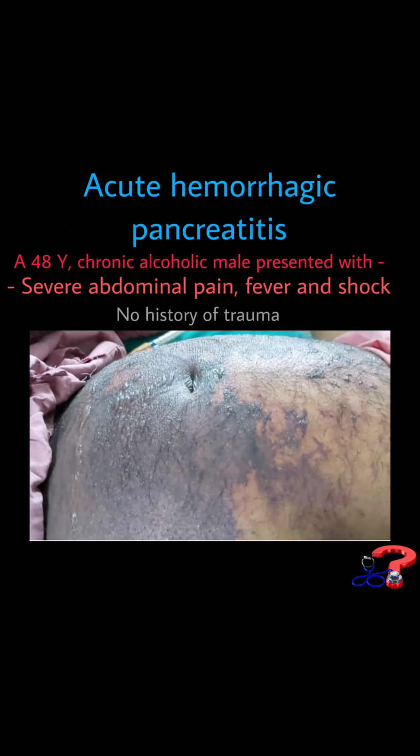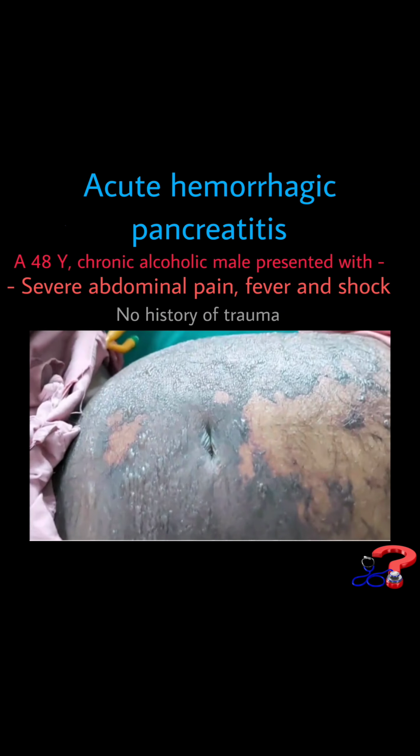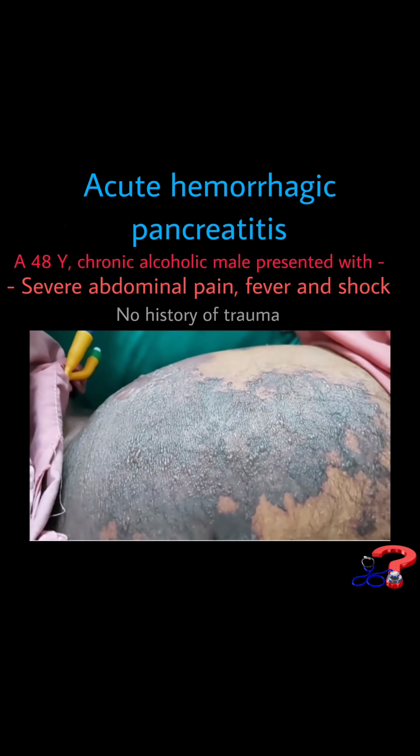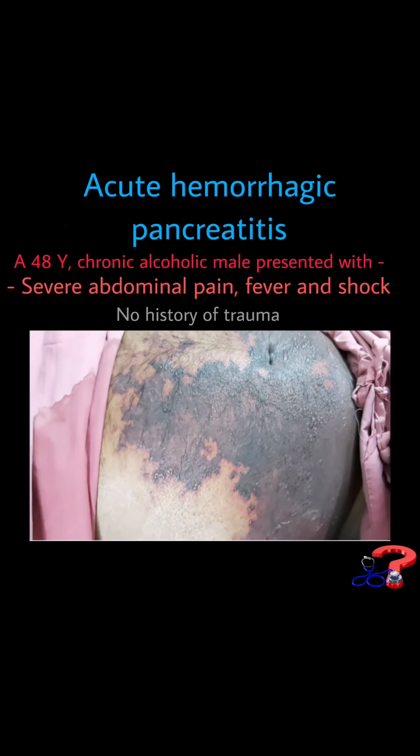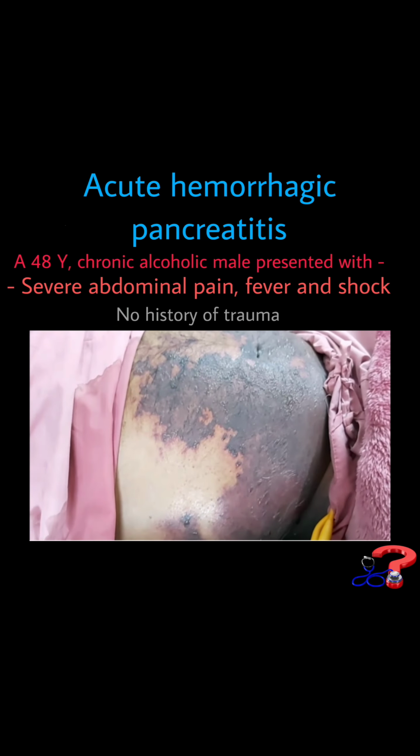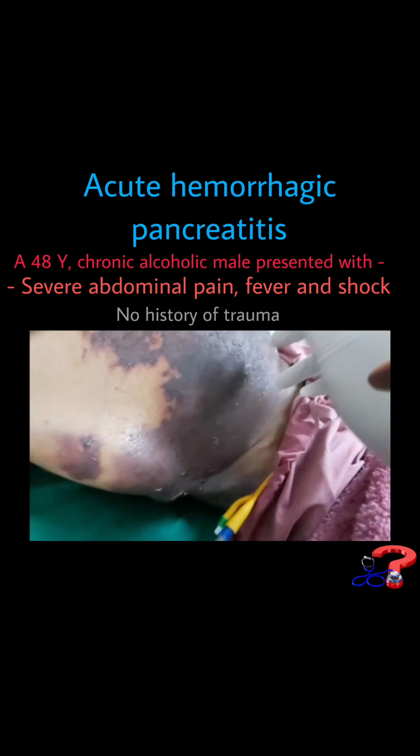Hello everyone. You guys diagnosed it very well. It's a case of acute hemorrhagic pancreatitis. And if a patient presents to you with these kinds of abdominal findings on examination with no history of trauma, there is definitely some pathology causing intra-abdominal hemorrhage.